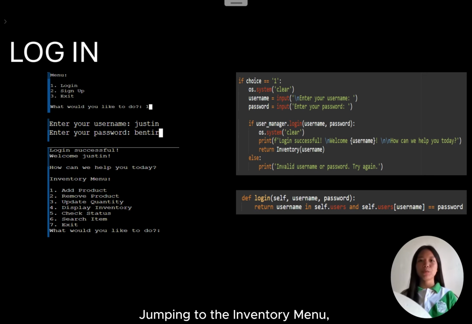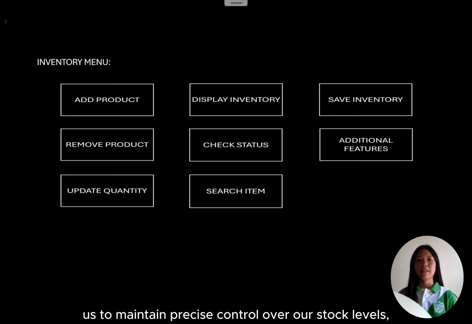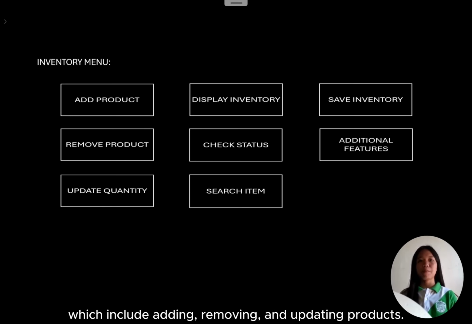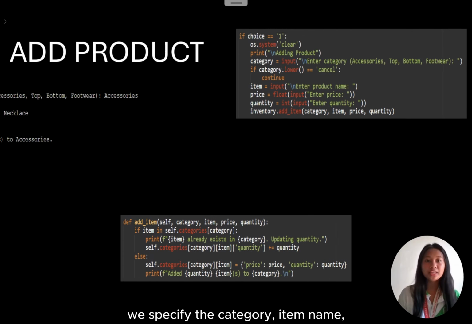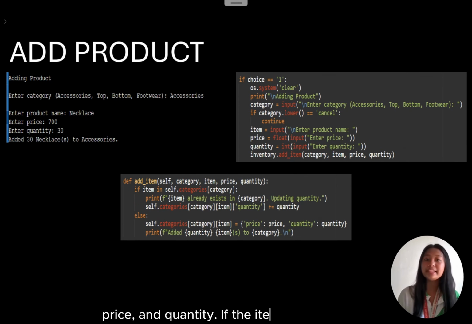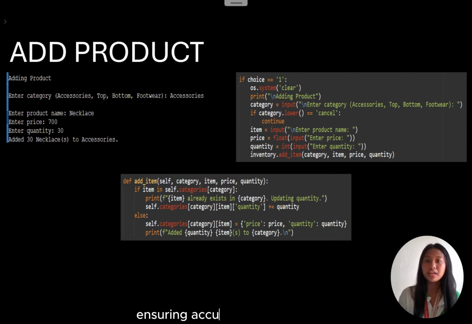Jumping to the inventory menu, the program provides various functionalities that empower us to maintain precise control over our stock levels, which includes adding, removing, and updating products. In terms of adding products, through the add item function, we specify the category, item name, price, and quantity. If the item already exists, our program intelligently updates the quantity, ensuring accuracy and efficiency.